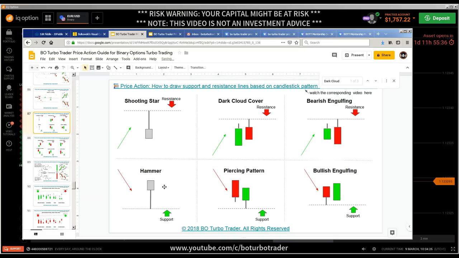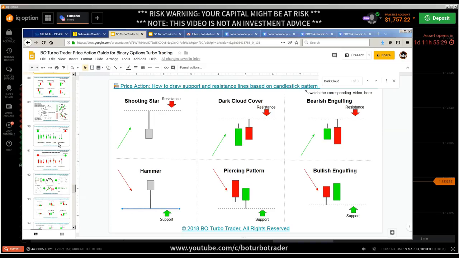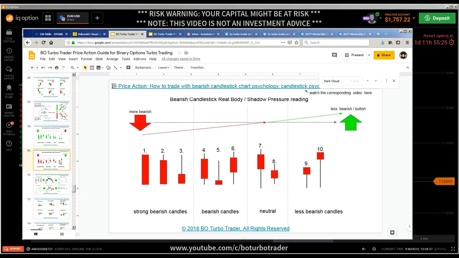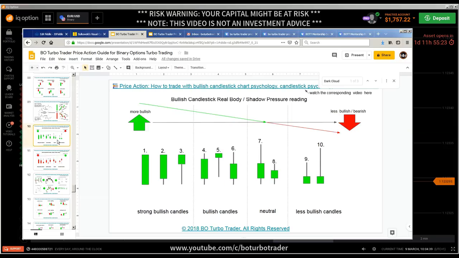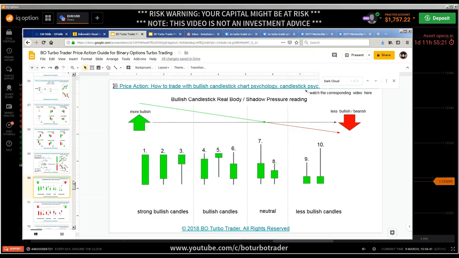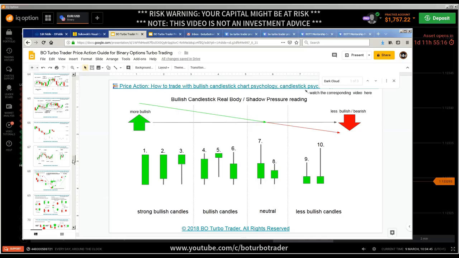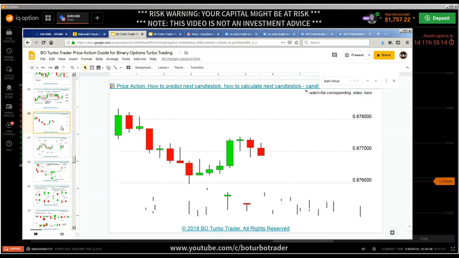Hammer. Yes, it doesn't matter what color, the lower shadow is giving you a support level. And obviously this kind of concepts here where I talked about the process as a progression of the candlesticks. You see all those kind of concepts are getting together, and that is the reason why it's not so easy. You cannot trade only based on candlestick pattern, you cannot trade only based on trend, you cannot base trade only on key level. You have to understand all those kind of concepts which I have explained in the ebook.